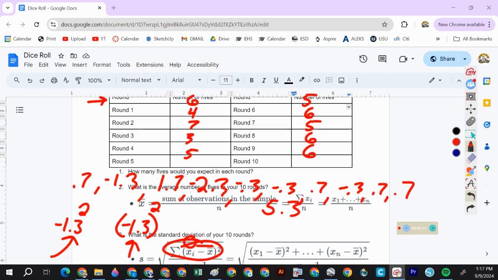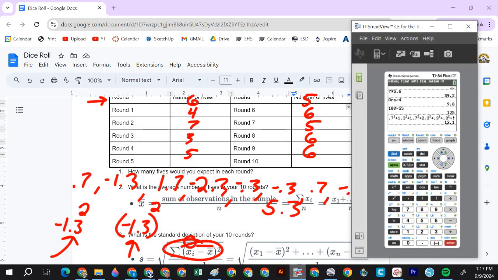Okay, and now I need to take the average of that, but because this is a sample standard deviation instead of a regular standard deviation, instead of dividing by 10, I'm going to divide by 10 minus 1. So that's where we take the average, so divided by 10, and I get 1.21. Now what?